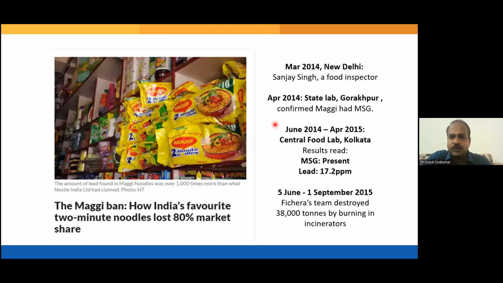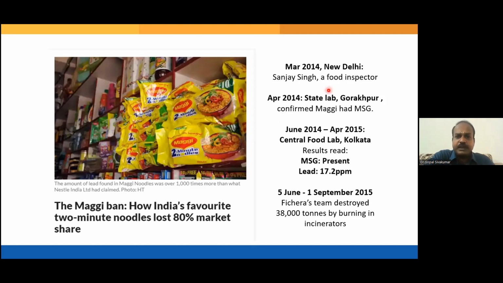and somehow it was made known to the public, and then Maggi was forced to recall their entire product that was available in the retail market. You know how much quantum it was? 38,000 tons of Maggi packets from the retail market were recalled, and all of them were simply burnt, right? And destroying the 38,000 tons of Maggi packets was led by the vice president of the company, Mr. Ficara.